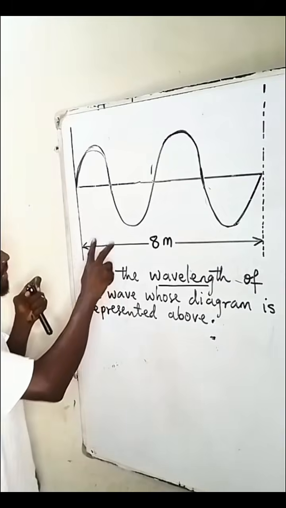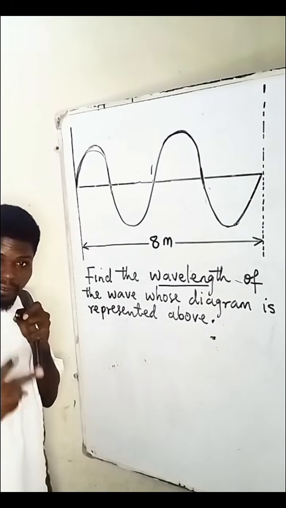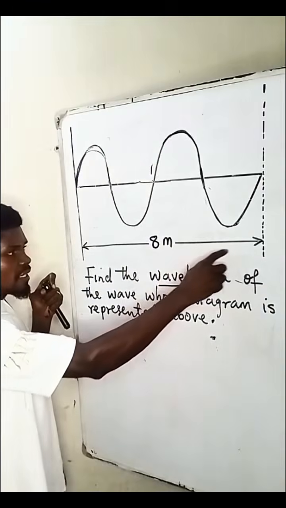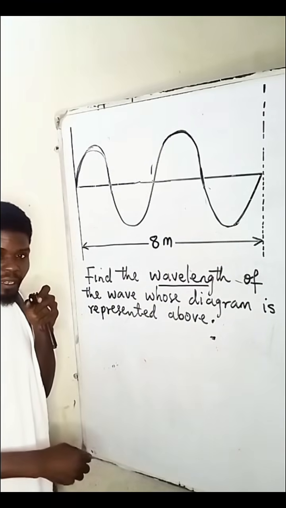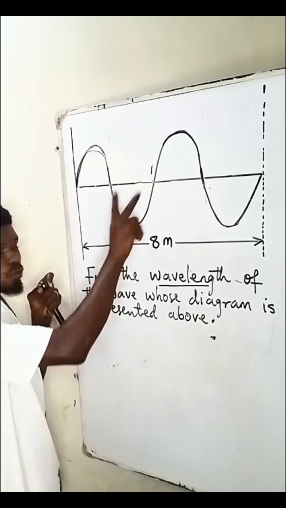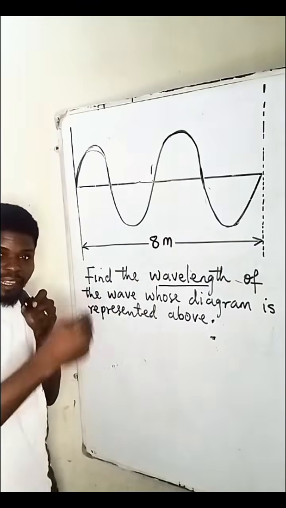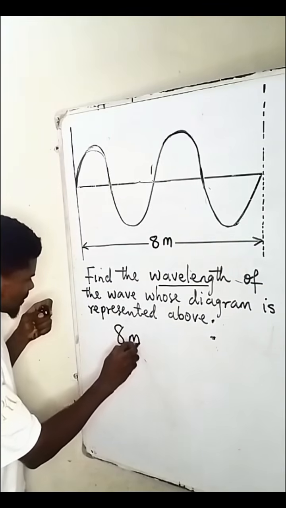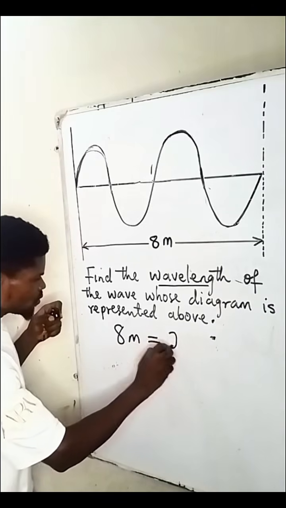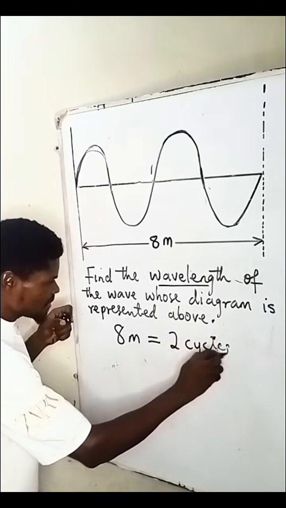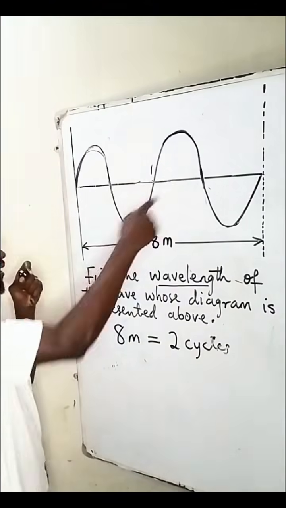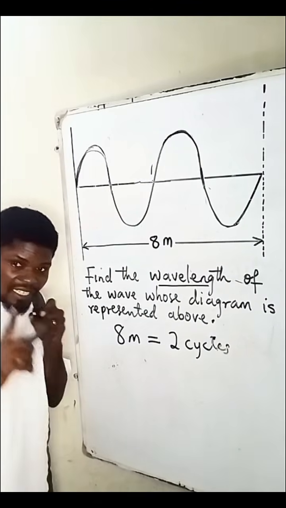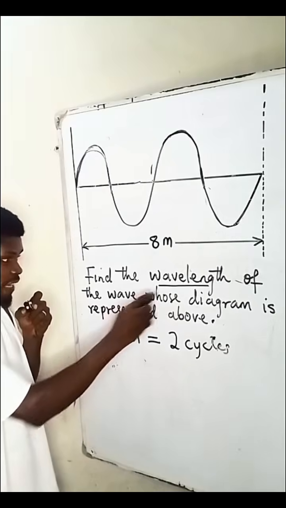Now, how many cycles do we have here? We have 2 cycles. Then, what is the distance for the 2 cycles? We have 8 meters. Then, if 8 meters is for 2 cycles, then how many meters is for 1 cycle? 8 meters is equal to 2 cycles. From this diagram, we have 2 cycles here and the distance is 8 meters. And what we want to find is the distance for 1 cycle, that is the wavelength.